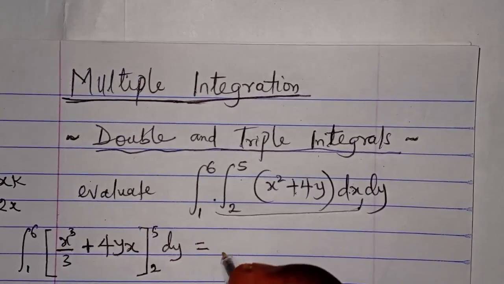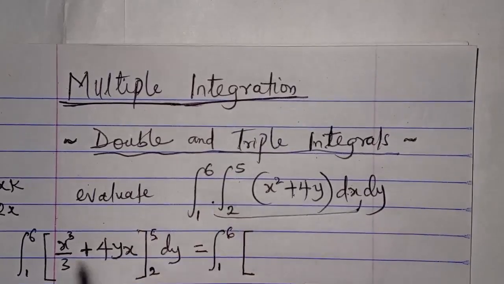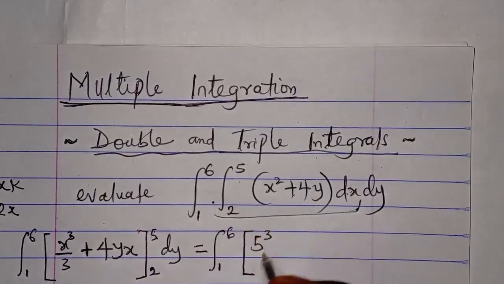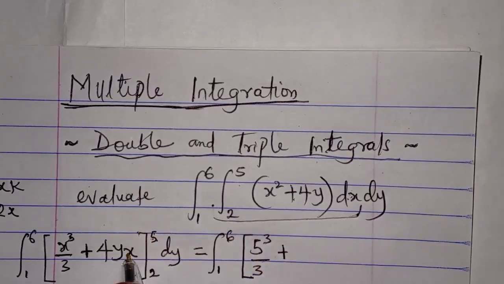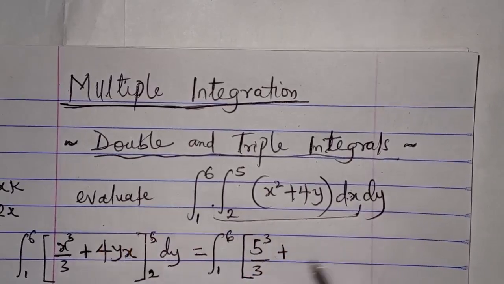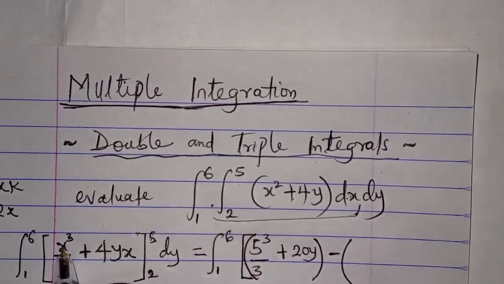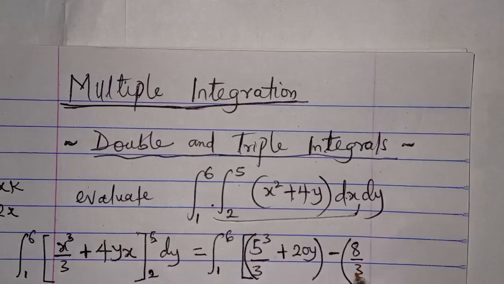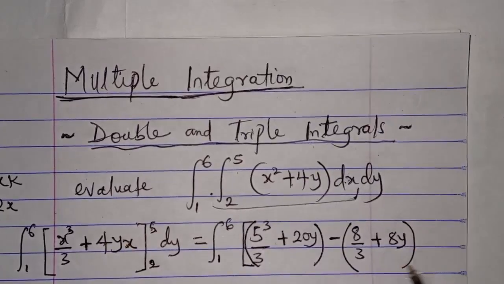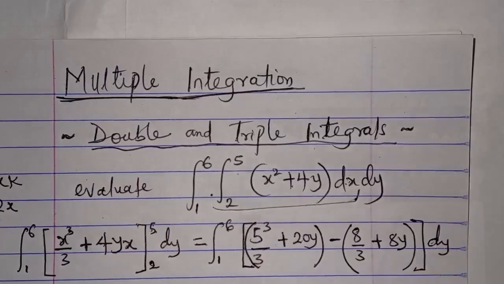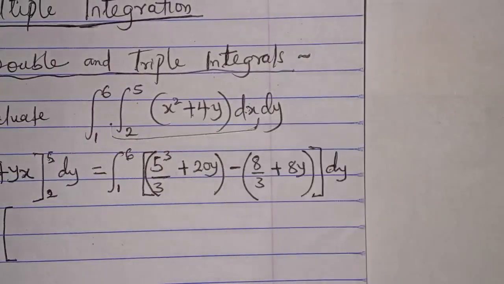So we now substitute the upper and the lower limits. We have the integral from 1 to 6 of, plugging 5 for x first, that's 5 cubed all over 3, plus 4 will enter here, that's 20, because 4 times 5 is 20, so we have 20y, minus, 2 will enter, that's 8 all over 3 plus 8y, because 4 times 2 is 8, dy. 5 to the power of 3 is 5 times 5 times 5, and that's 125. So we have 125 over 3.